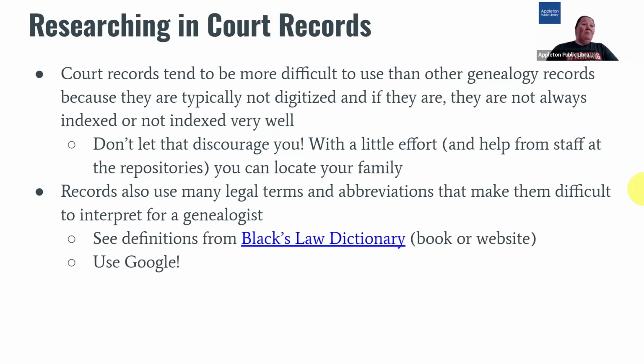Don't let that discourage you though, because with just a little bit of effort and a little bit of help from the staff at those repositories where you need to go to look at these court records, you're going to be able to locate your family pretty easily. And like I said, some of the great gems that you can find in these court records make that little bit of effort to go to a courthouse or a library worth it, when you can find that link to a specific person, or break down that brick wall where you've been having trouble finding the name of somebody, making a connection, or finding that hometown. You can find little details like that in these court records.